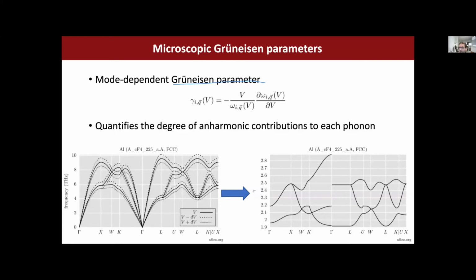What we can see on the right is the same plot, but for the Grüneisen parameter at different Q points. This gives you information about which modes are affected by how much anharmonicity. If you had a harmonic model, your gamma should be 0. And the higher gamma is for a specific mode, the bigger the contribution of anharmonicity is.